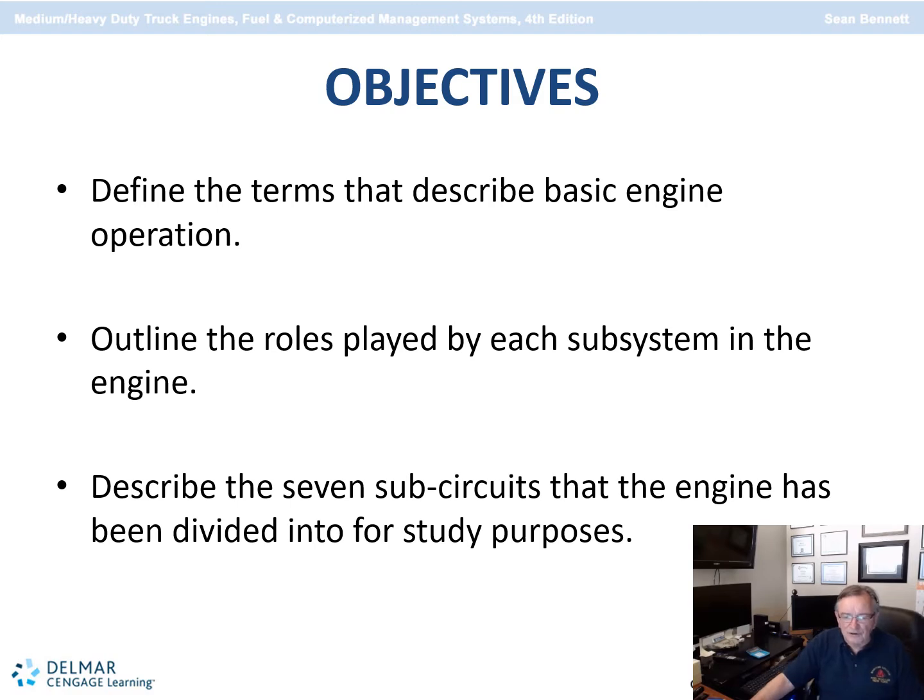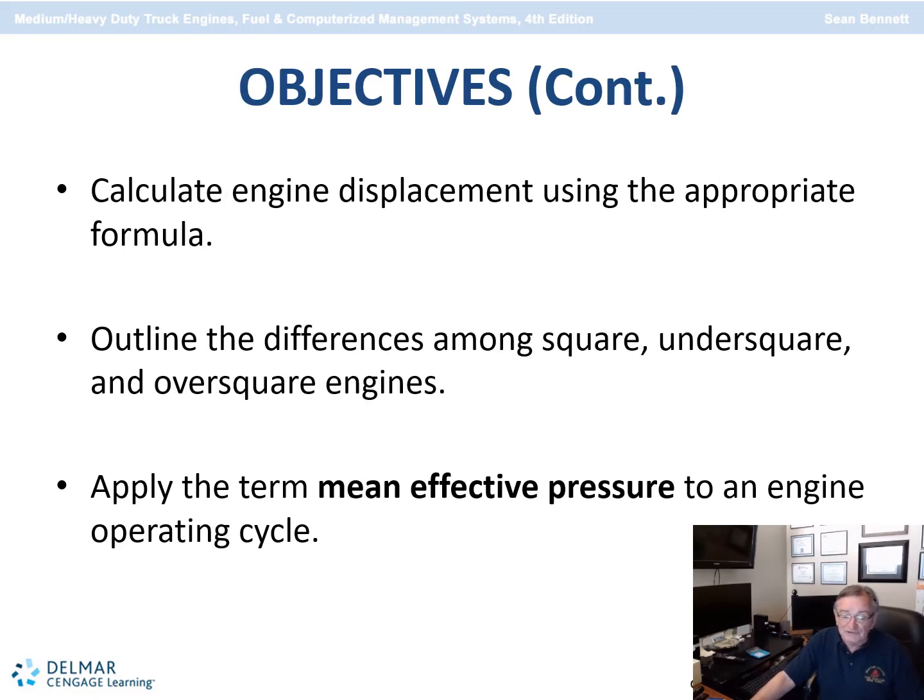We need to learn the terms that describe the basic engine and the roles of each subsystem as they play in engine management. We're going to go over 7, actually 8 or 9 subcircuits the engine has been divided into. Engine displacement: we have some simple formulas that will help you go from cubic inches to liters, and the difference between square, under square, and over square engines, and the mean effective pressure and how that affects engine power.